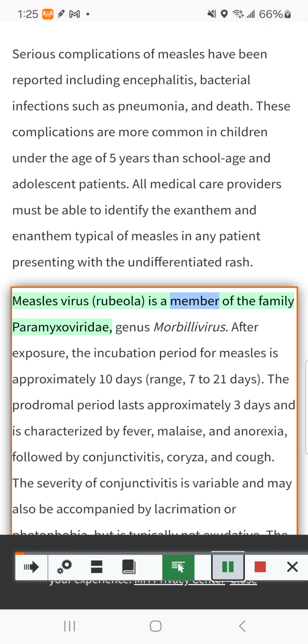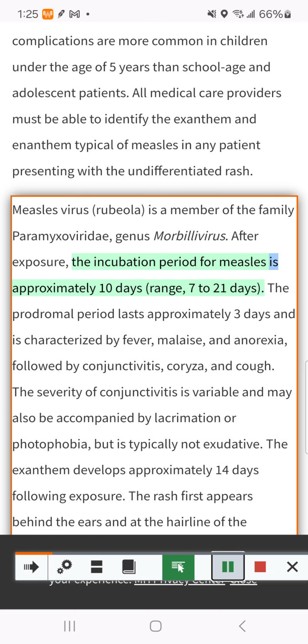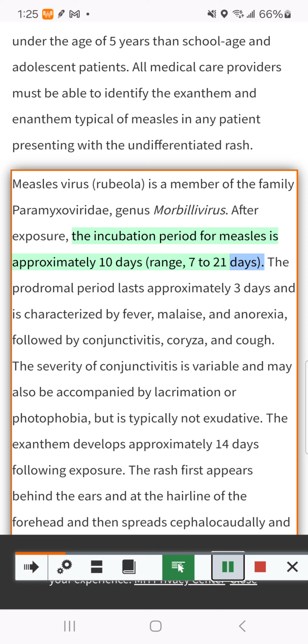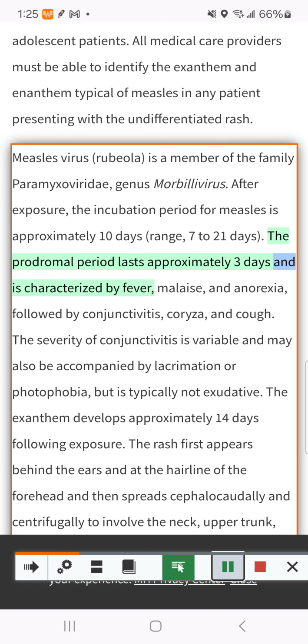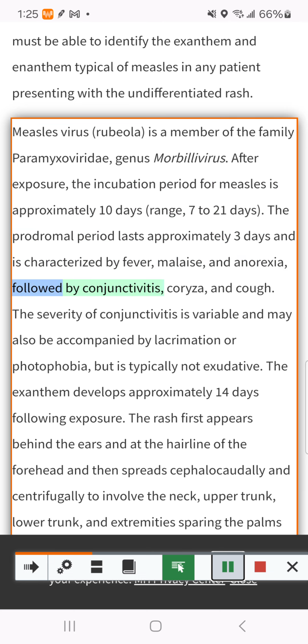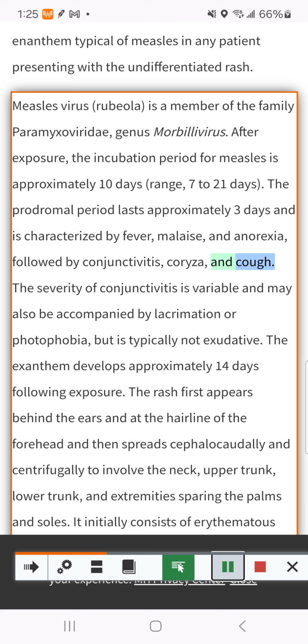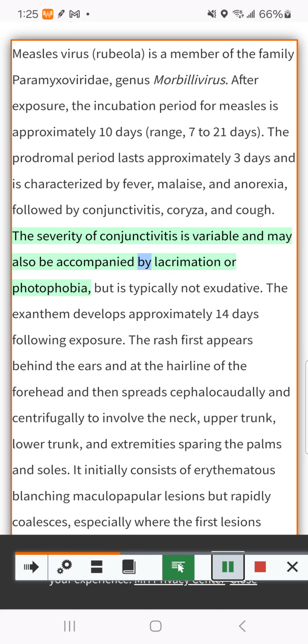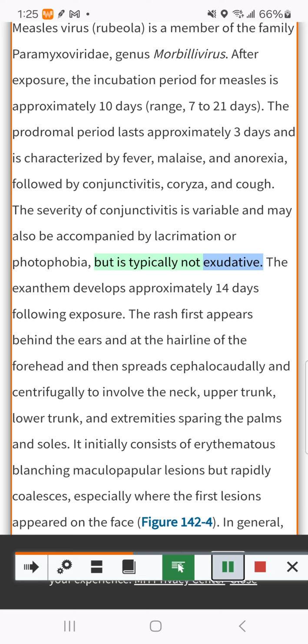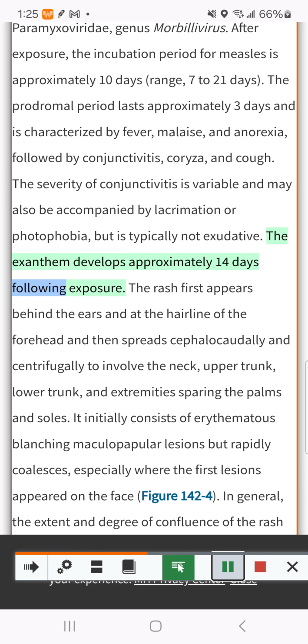Measles virus, rubeola, is a member of the family Paramyxoviridae, genus Morbillivirus. After exposure, the incubation period for measles is approximately 10 days, range 7 to 21 days. The prodromal period lasts approximately 3 days and is characterized by fever, malaise, and anorexia, followed by conjunctivitis, coryza, and cough. The severity of conjunctivitis is variable and may also be accompanied by lacrimation or photophobia, but is typically not exudative. The exanthem develops approximately 14 days following exposure.